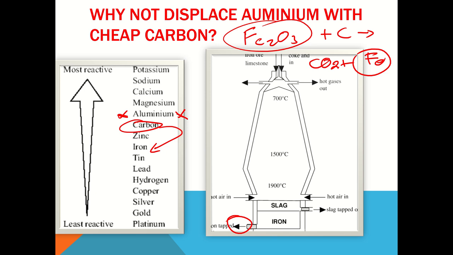And we therefore have to use electrolysis, industrial electrolysis. And the problem with industrial electrolysis is it uses huge amounts of energy, electricity, and electricity is very expensive. So it's a much more expensive process to make aluminium than it is to make iron.